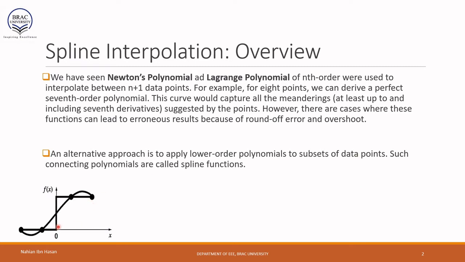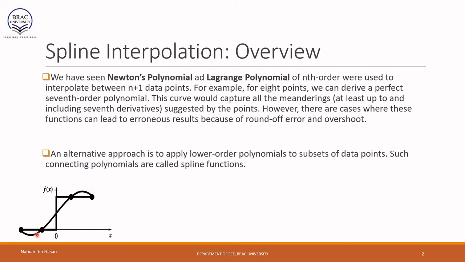Let's look at this figure. In figure 1, we have a step function. You know what a step function is? The value of the function is 1 whenever x is greater than 0, and for x less than 0, the value of the function is 0. Now if you want to fit a polynomial, let's say a Newton's polynomial, say a second order polynomial.